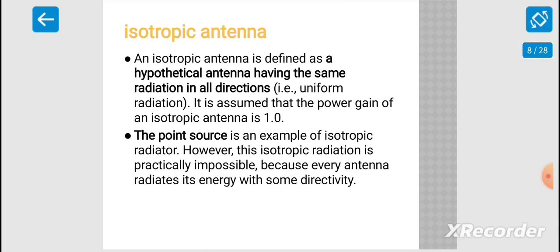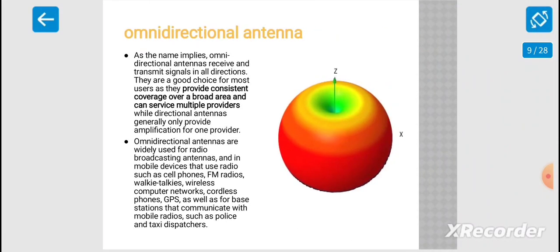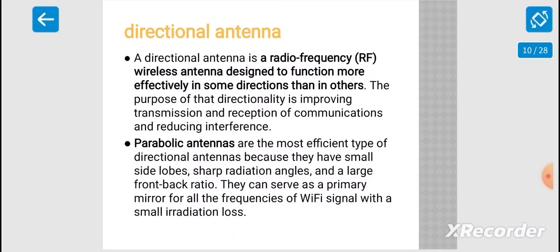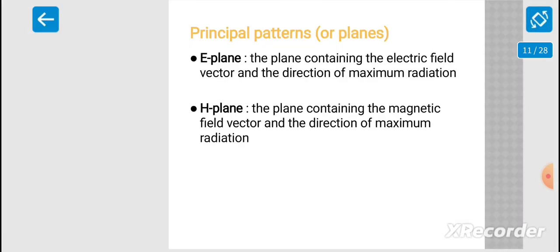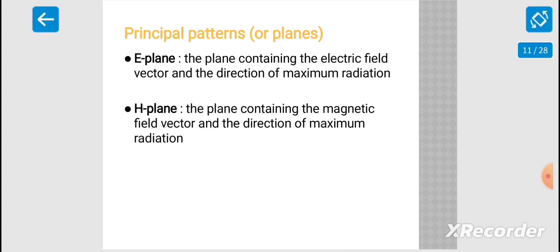Okay. These are explained here. Isotropic antenna. Next one is the omnidirectional antenna. The omnidirectional antenna has a circular shape. It radiates equally in all directions, so it is a circular shape. Then it is a directional antenna. A directional antenna is a radio frequency wireless antenna designed to function more effectively in some directions than in comparatively other directions. Okay.